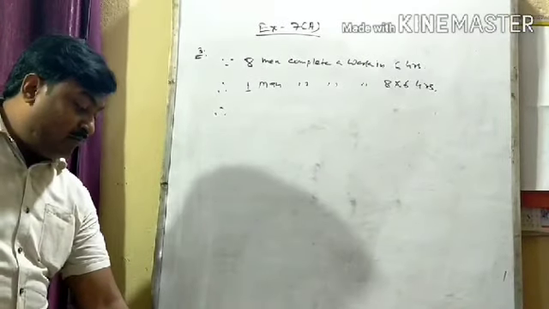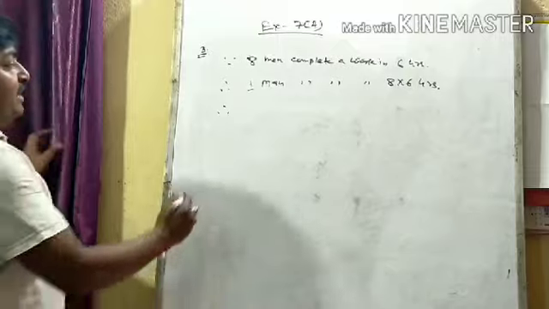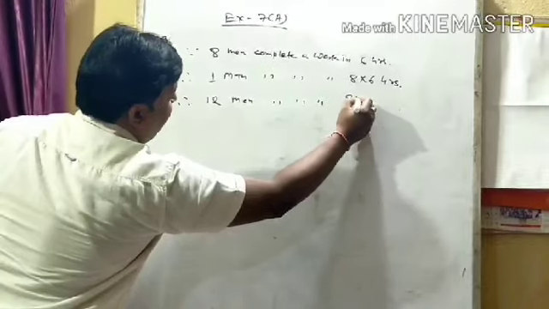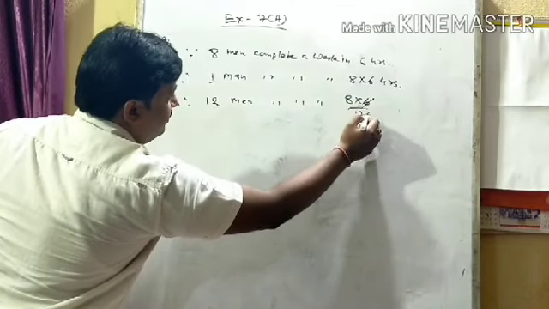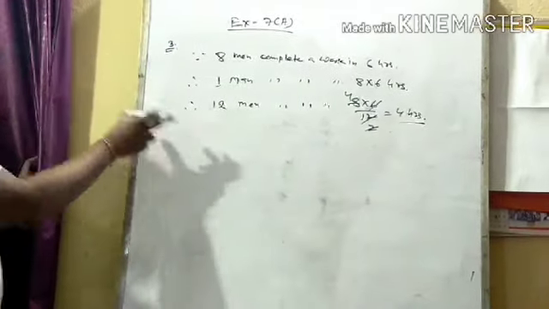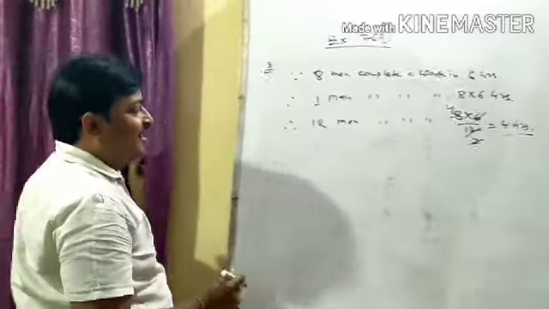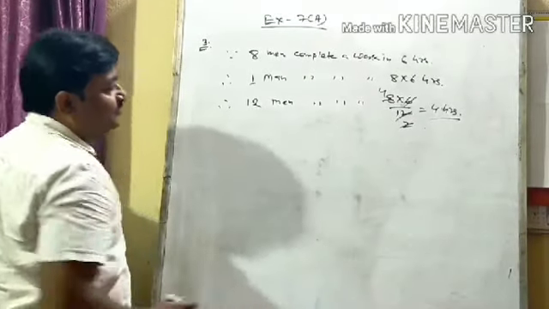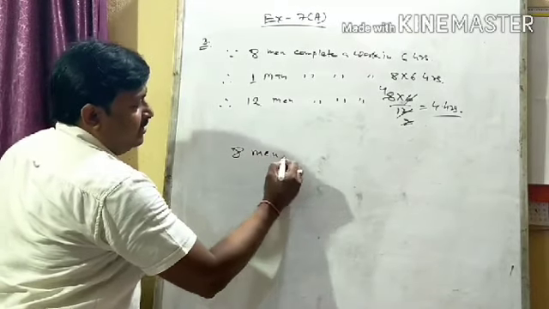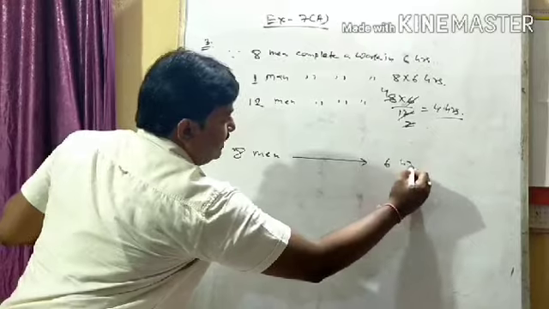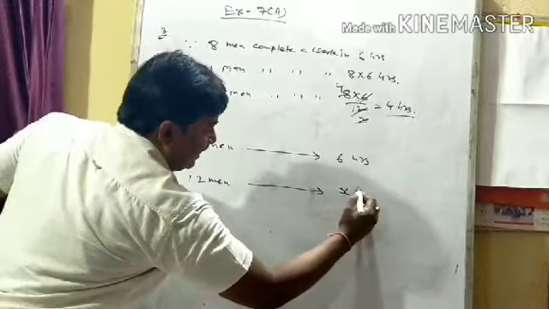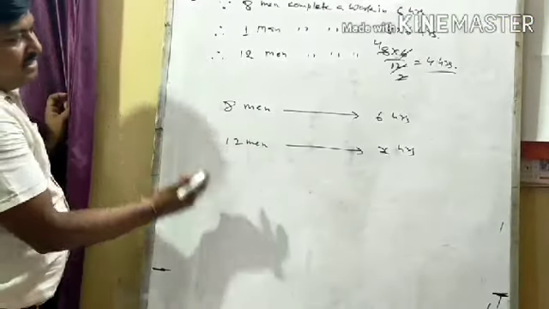Now, if you increase the manpower, the number of men will be 12. So, 12 men complete the same work in 8 into 6 by 12. So, 6 2s are 12, 2 4s are 8, which is 4 hours. So, this is the longer method. Using the arrow method, see, 8 men can complete the work in 6 hours. Therefore, 12 men complete the work in X hours. See, the number of men is increasing.